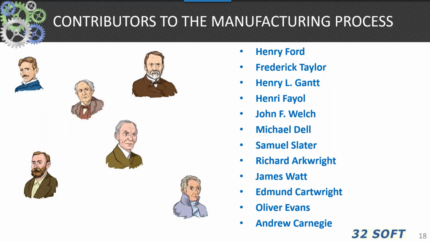As I've always said, I think it's important to look at who and how individuals configured or contributed to the development of a process. We have several individuals: Henry Ford, Frederick Taylor, John Welsh, Michael Dell, Andrew Carnegie. All of these would be well put to research when learning about production orders.